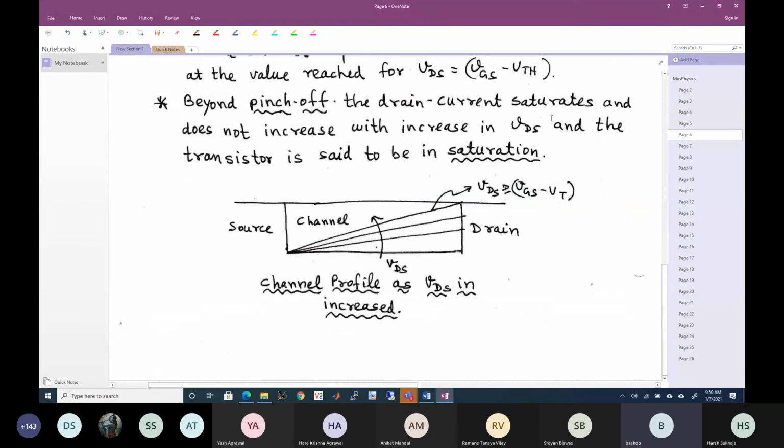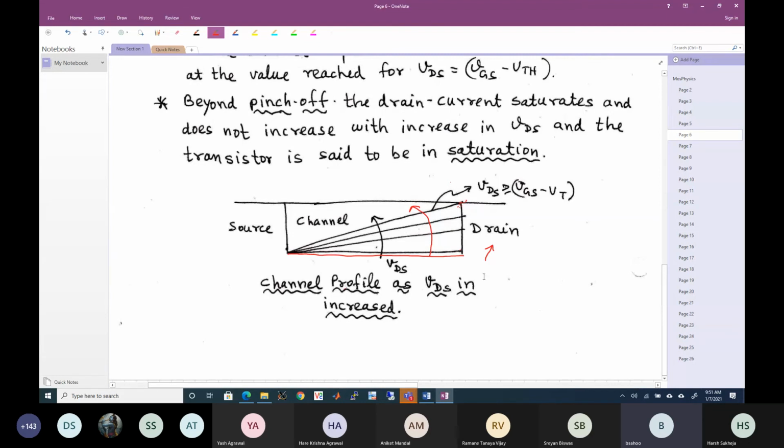Beyond pinch off, the drain current saturates. You can think of it, when the drain voltage is very small, the channel is kind of rectangular. As you keep increasing the drain voltage, the overdrive at the drain end keeps on reducing, so the channel profile keeps moving upwards. At some point, at VDS equal to VGS minus VTH, the channel pinches off. There is no channel at the drain end, and then it behaves like a current source between drain and source. So that is the channel profile as VDS is increased.